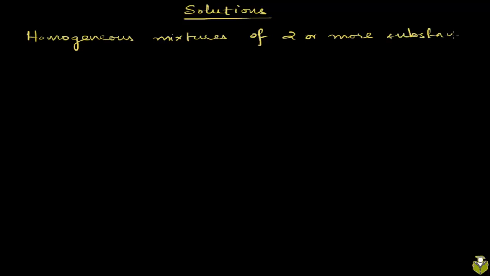So the key here being the word homogeneous, and what we mean by that is these substances can mix really well, and the composition and properties are uniform across the entire solution. The simplest example of a solution is air. Air is all around us, and it's a homogeneous mixture of gases: nitrogen, oxygen, carbon dioxide, hydrogen, and so on. And these gases mix really well.